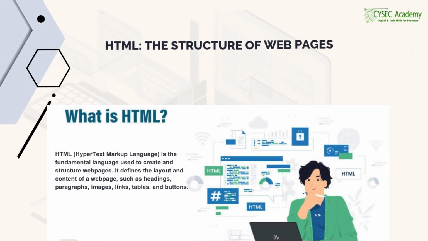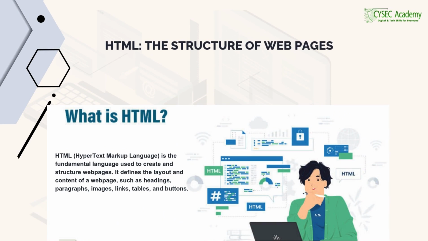1. HTML. The structure of web pages. What is HTML? HTML, Hypertext Markup Language, is the fundamental language used to create and structure web pages. It defines the layout and content of a web page, such as headings, paragraphs, images, links, tables, and buttons. HTML is not a programming language, it is a markup language that uses tags to organize content. These tags tell the web browser how to display elements on the page.